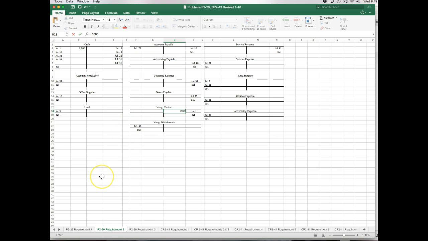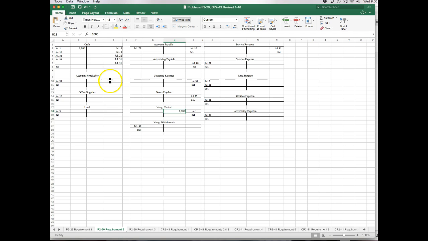So all you're doing is taking the journal entries that you did in requirement 1 and transferring them to the T accounts. So you have to be very careful that you don't make a mistake. If you had a debit in cash like we did for $1,000, you come over to this T account and you list it as $1,000 on the debit side. For the capital account, we had a credit to capital, so we come over to the credit side for that date and list 1,000.